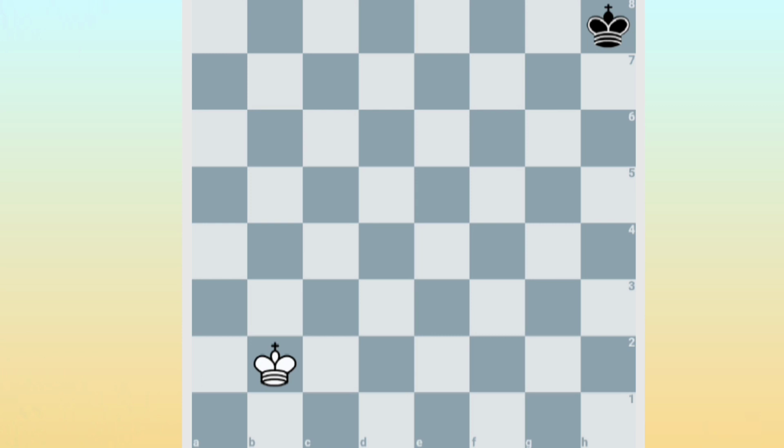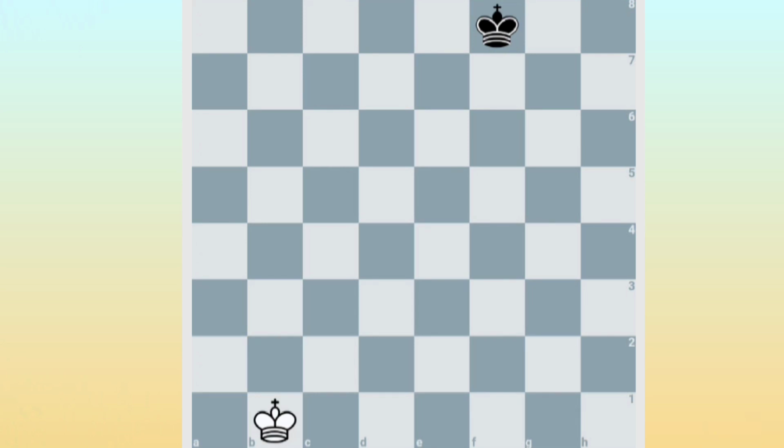So I taught you two rules. If the number of squares between the two kings is even, the king which has the move will get the opposition, and if there is an odd number of squares between the two kings, the king which has the move will lose the opposition. So now we will move to our next diagram, and this is our next diagram.